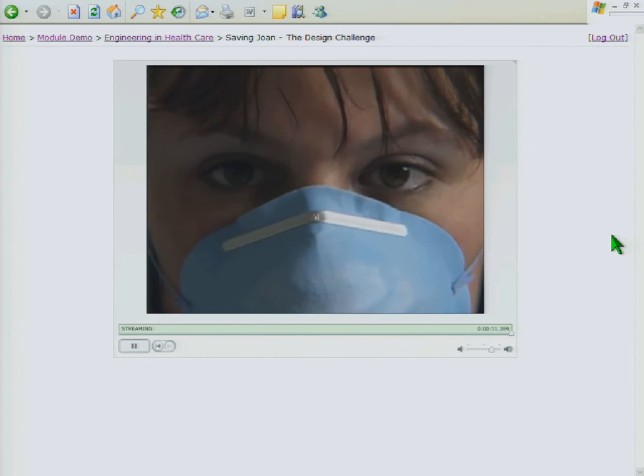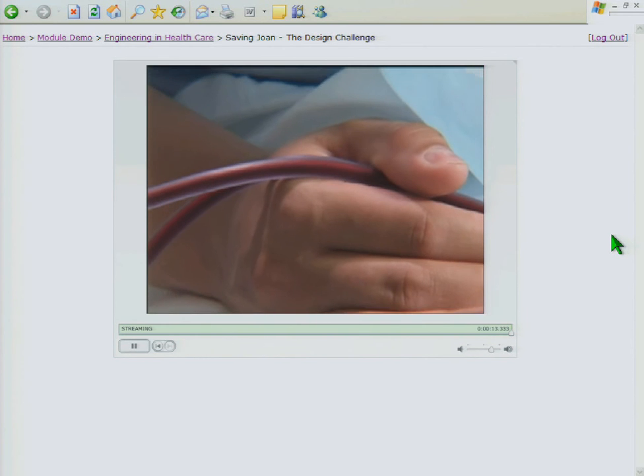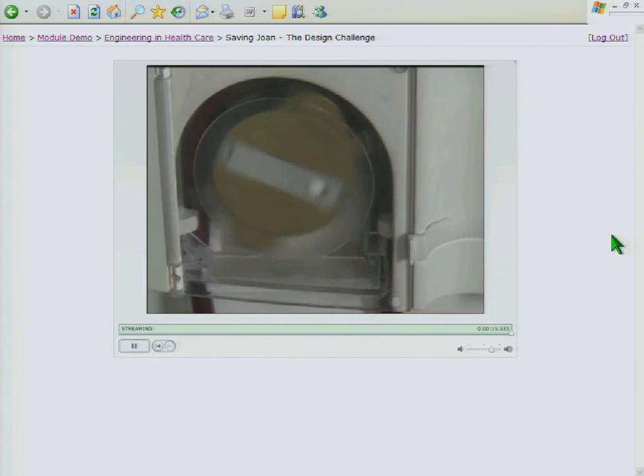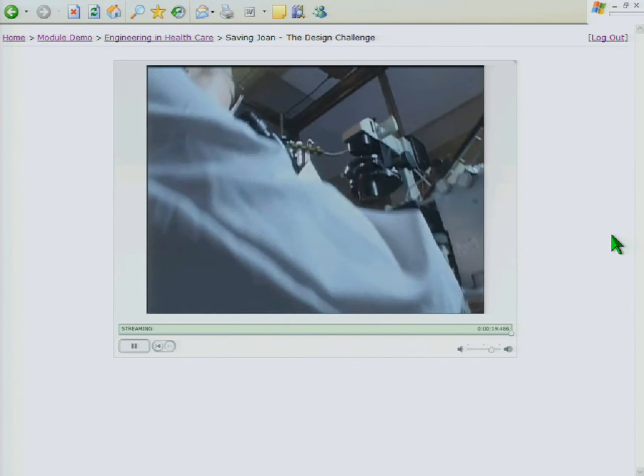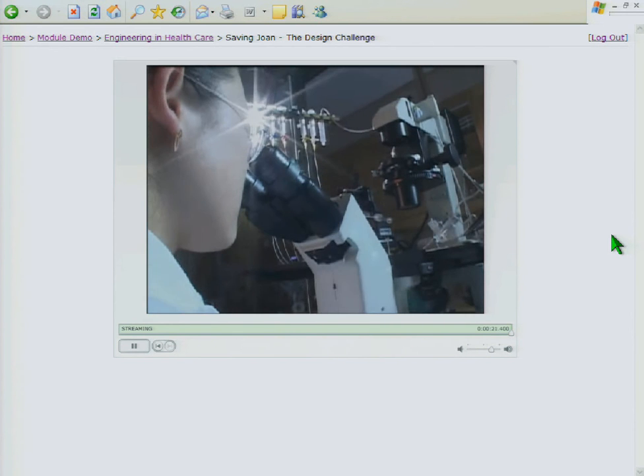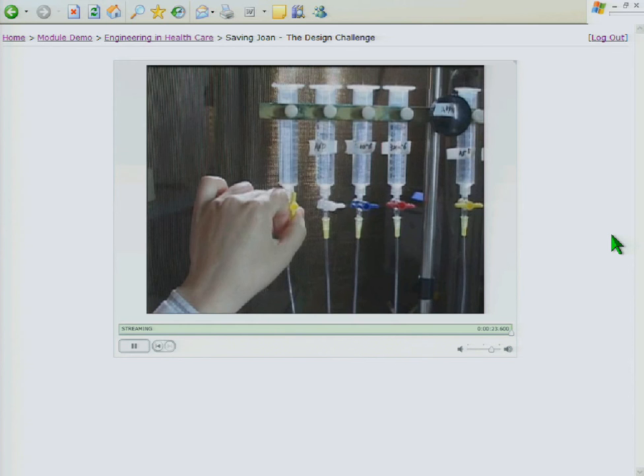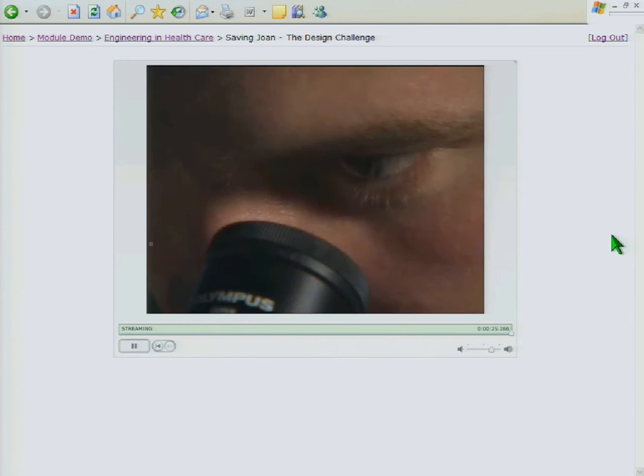For Joan and others suffering from kidney disease, life and quality of life depends on others. Those working in research, engineering, biotechnology, medicine, and other healthcare professions.